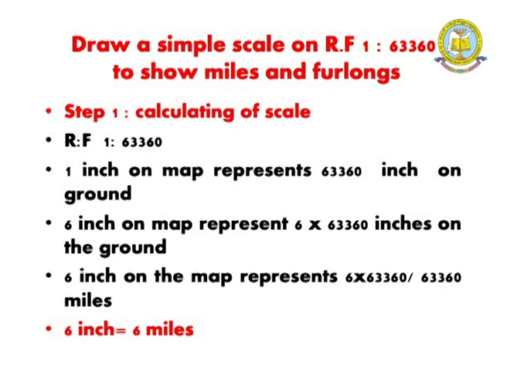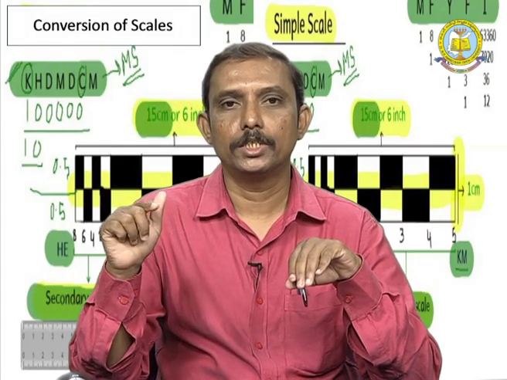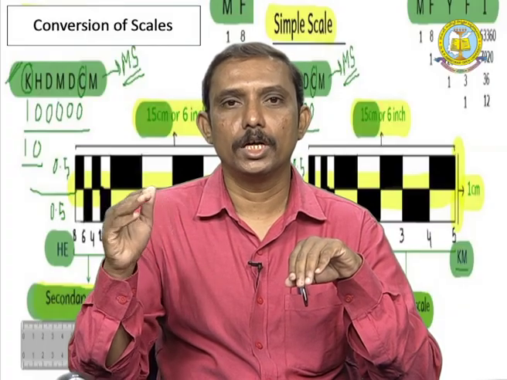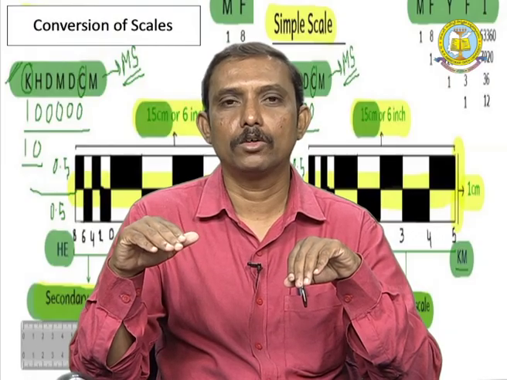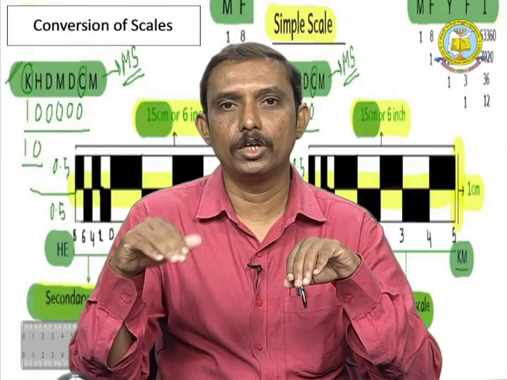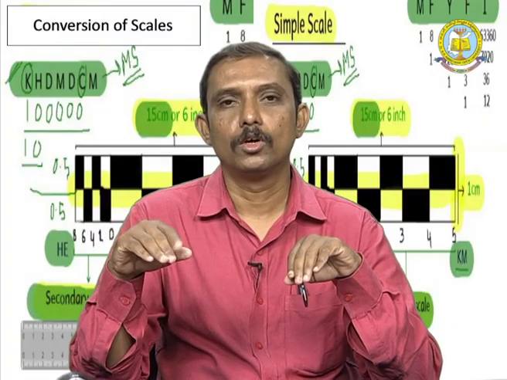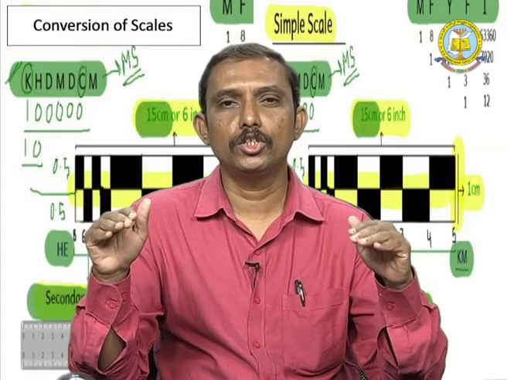Then we convert this into miles. 6 inches represents 6 into 63,360 inches divided by 63,360 to get miles. We are dividing by 63,360, so 1 inch is equal to 1 mile. Then our scale comes to 6 inches is equal to 6 miles.